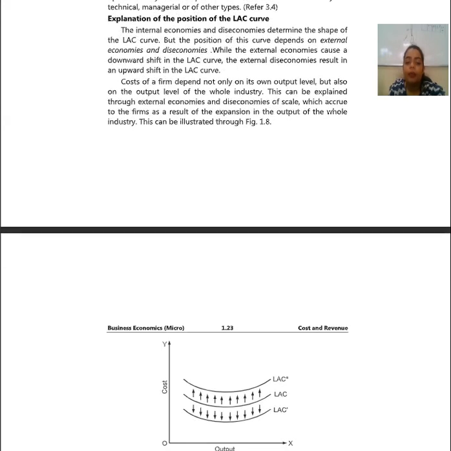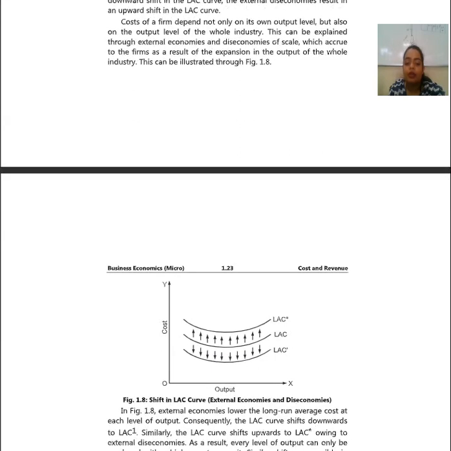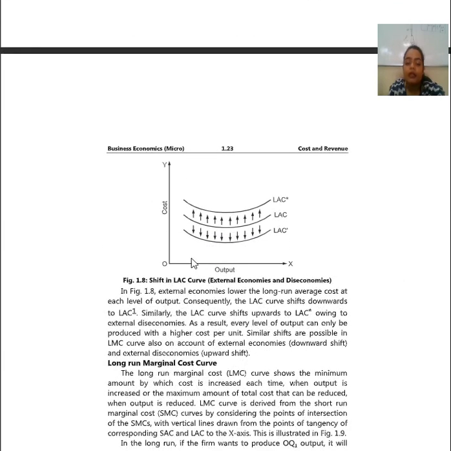Cost of a firm depends not only on its own output level but also on the output level of the whole industry. This can be explained through external economies and diseconomies of scale which accrue to the firm as a result of the expansion in the output of the whole industry. This can be illustrated through figure 1.8. With this figure we can understand that external economies lower the long run average cost at each level of output.